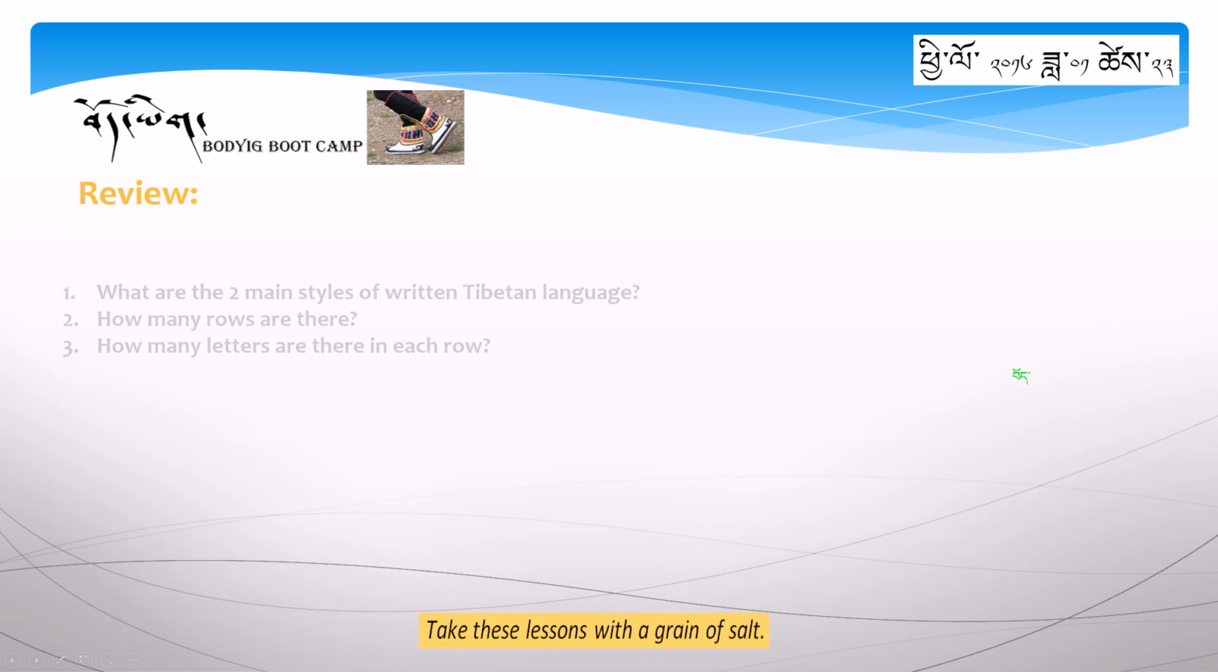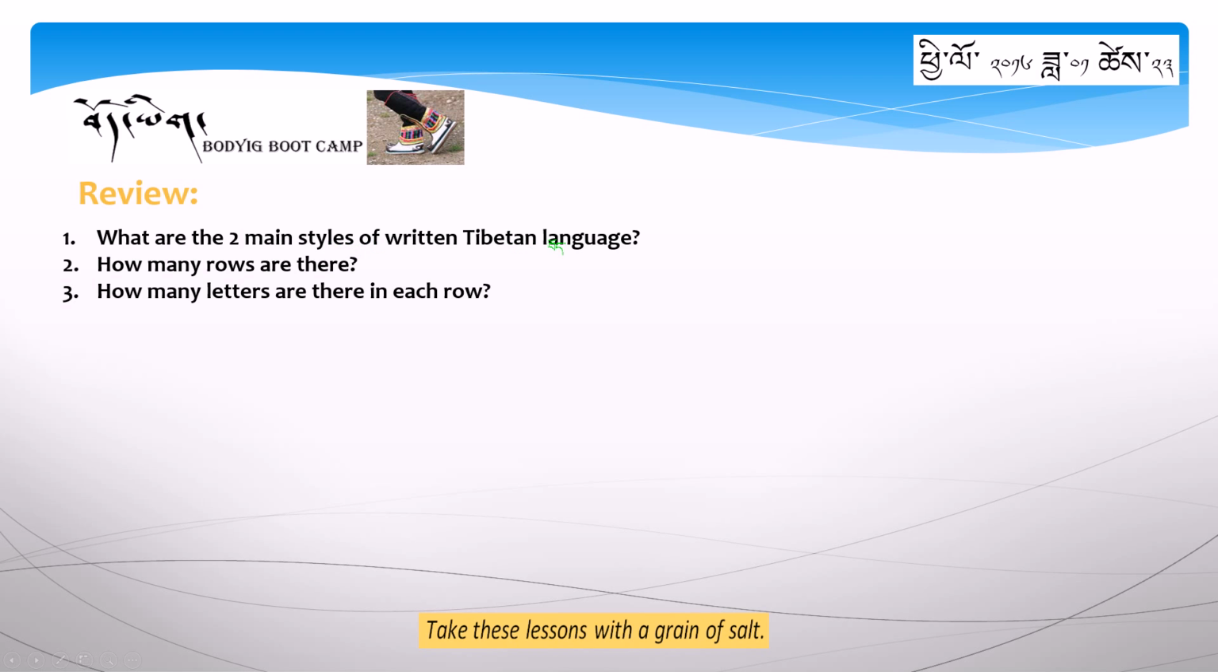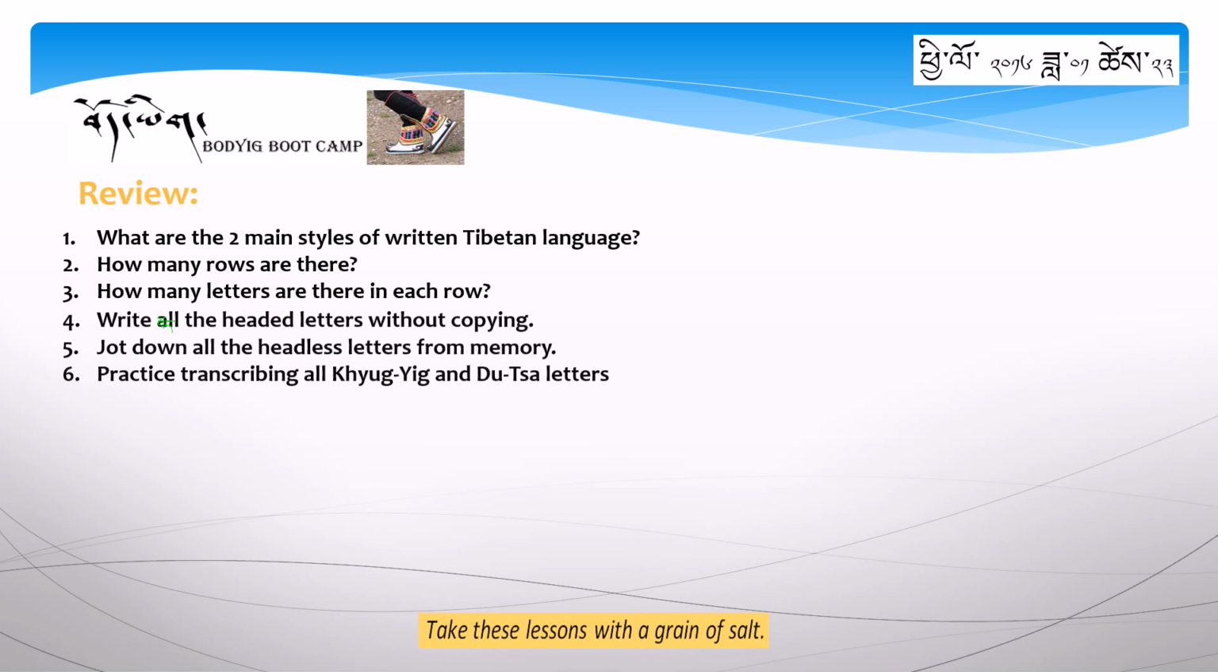Okay, now we're going to do a quick review. What are the two main styles of written Tibetan language? See if you can answer these questions. How many rows are there? And how many letters are there in each row? I think questions 2 and 3 were also in the previous lesson. Now it's saying write all the headed letters without copying. No copying, just see if you can write it. And the fifth question says jot down all the headless letters from memory, without copying.